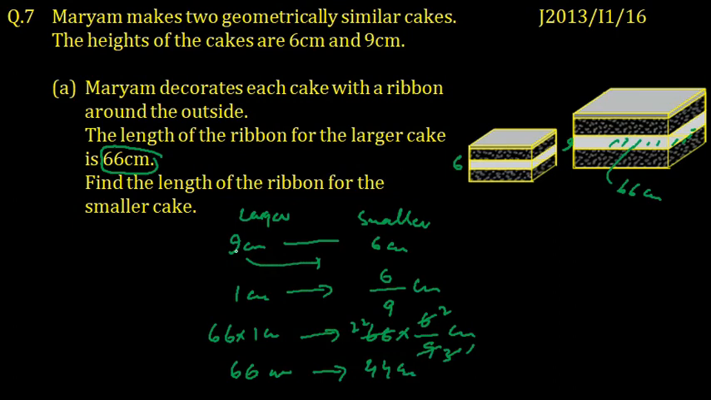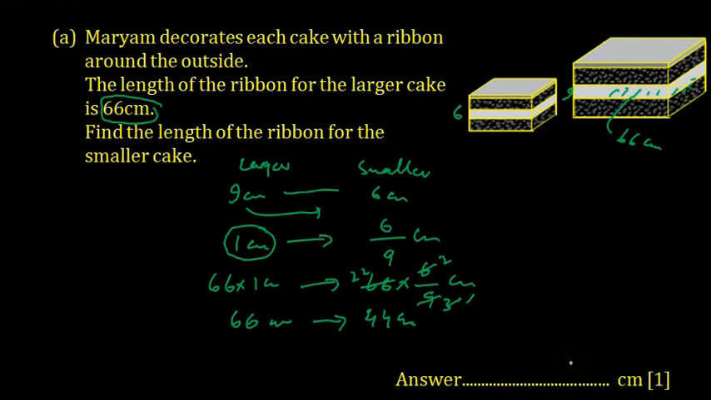So when the larger is 9 centimeters, the smaller is 6. When the larger is 1 centimeter, the smaller becomes 6 upon 9 centimeter. Actually, we write 1 centimeter because we have to make this one 66. When I find 1 centimeter, it is easy to make it 66 by multiplying both sides by 66. When it becomes 66, we multiply 66 with the smaller one. When simplified, it becomes 44 centimeters. When it is 66 centimeters, the ribbon of the smaller cake must be 44 centimeters. The correct answer is 44 centimeters.